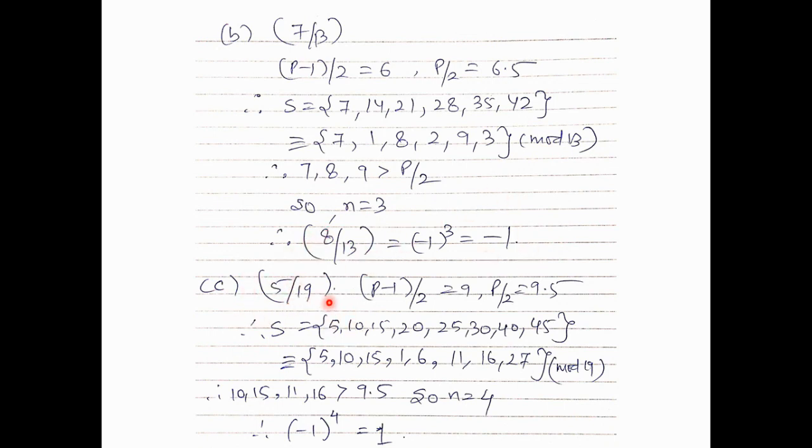Similarly here 5 upon 19. So for 19, p minus 1 upon 2 is 9, and p upon 2 is 9.5. So write the set S. So 5 to 45, these are the numbers. Then under modulo 19, we can find the remainders. Then check the values which are greater than 9.5. So here 4 values are greater than 9.5. That means n is 4. So the value of this Legendre symbol 5 upon 19 is 1.